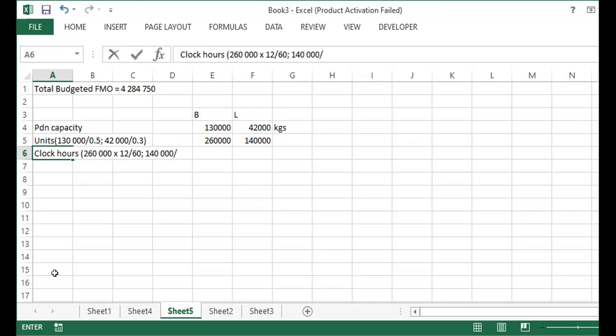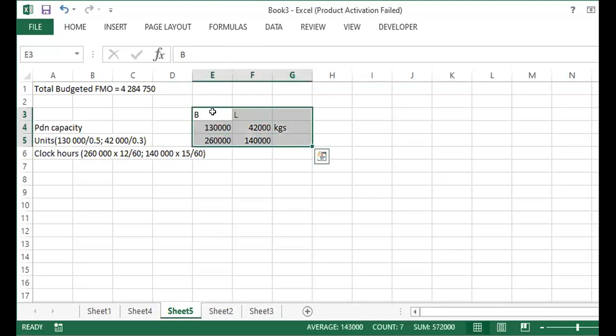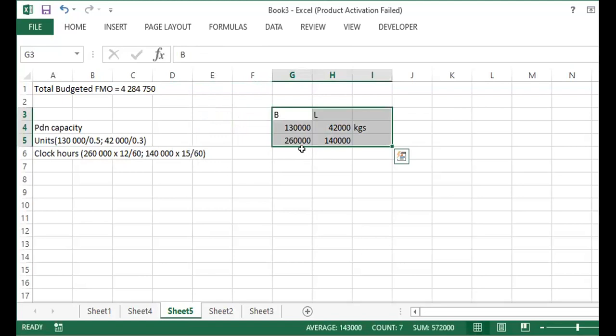140,000, and then we are dividing that by what? Lax, we are told, is 15 minutes, so each unit requires 15 minutes. So we are multiplying by 15 minutes, and then we need to divide that by 60 to get the number of hours. Running out of space again. Let's push this over to that side.